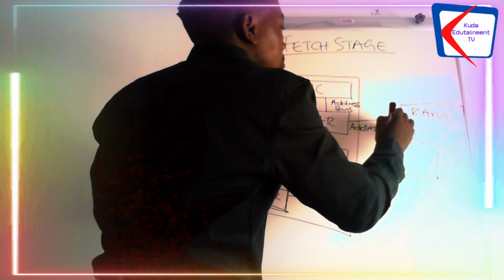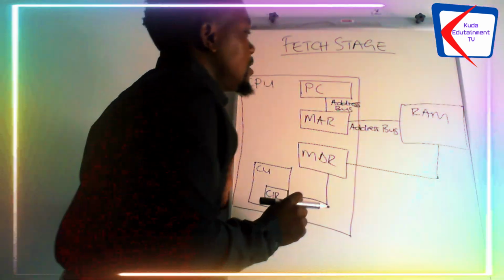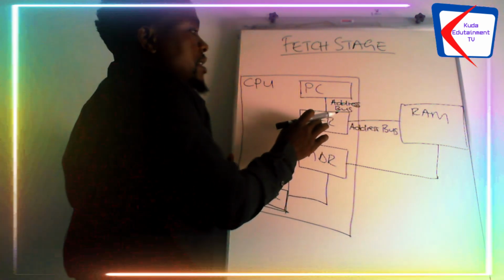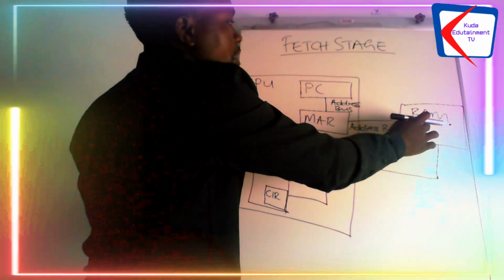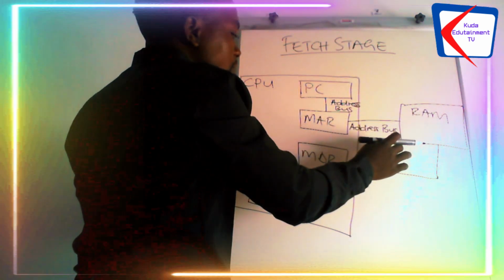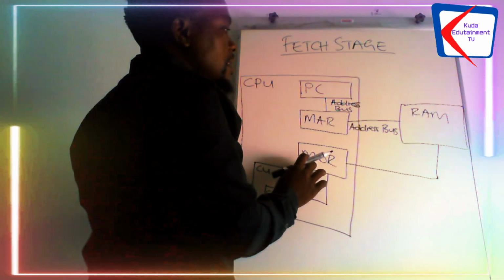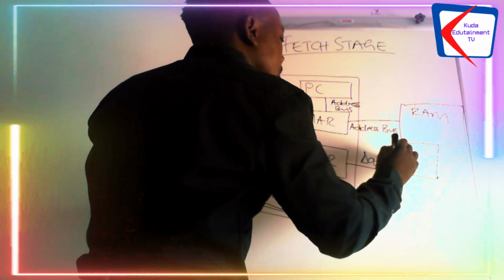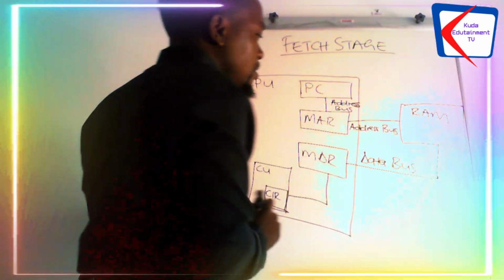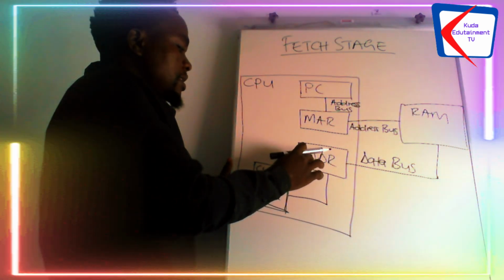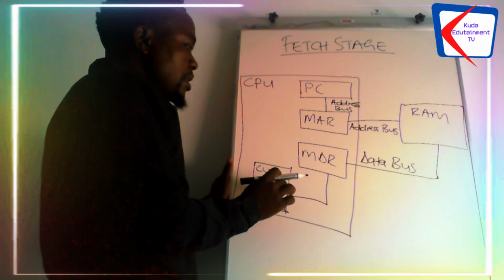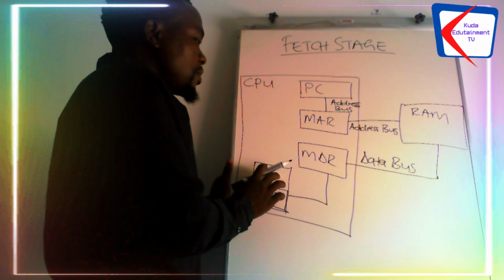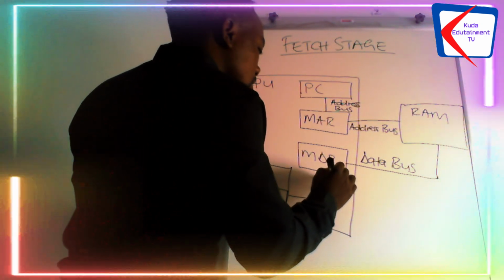And now, after the instruction or the data has been located in the random access memory, it is sent to the memory data register using the data bus. And then from the memory data register, it will be sent to the current instruction register, which is inside the control unit. In this case, we'll be using the data bus as well.